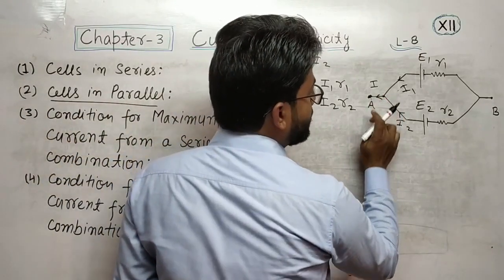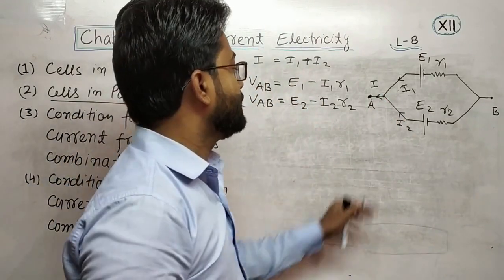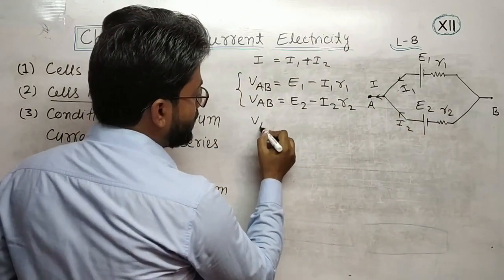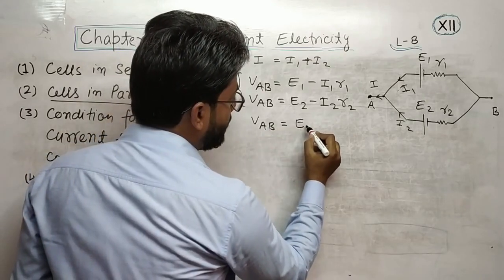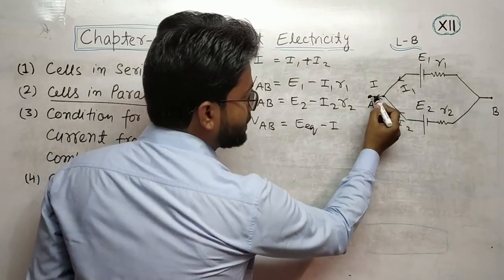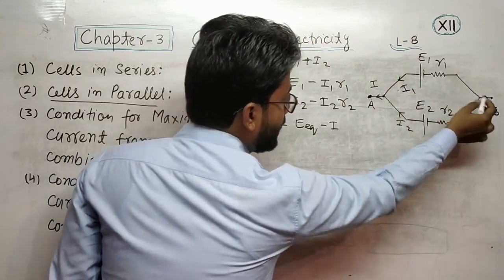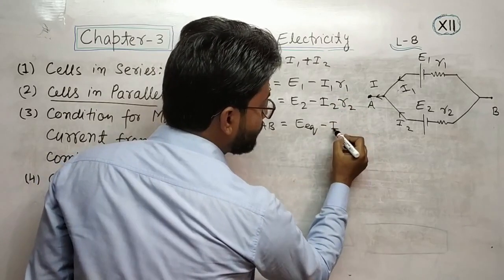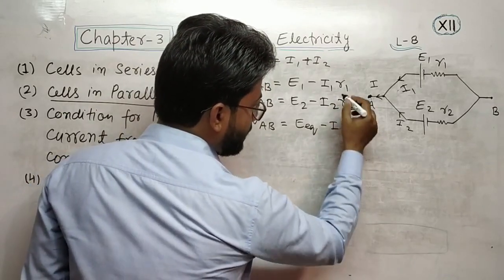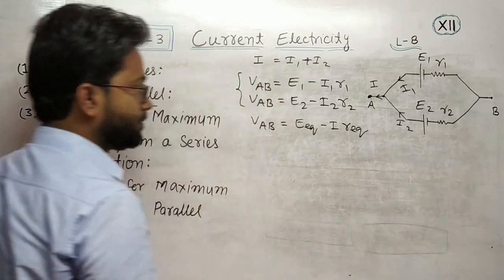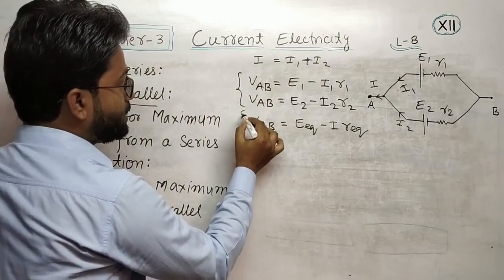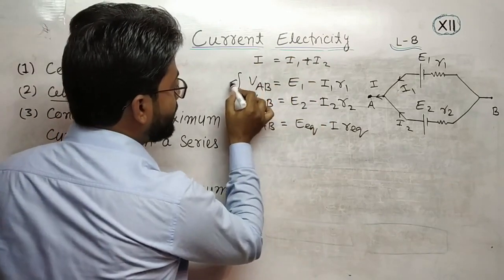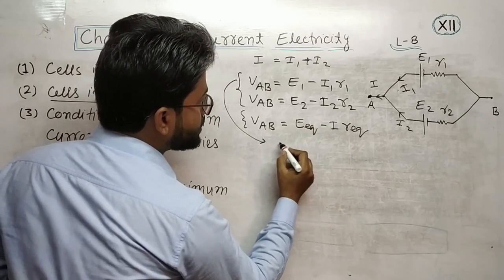If we consider the equivalent EMF between points A and B, the potential V AB is equal to E equivalent minus the current across AB, which is I, times the resistance R equivalent. Put these three values in this. What will we get on rearranging this equation?